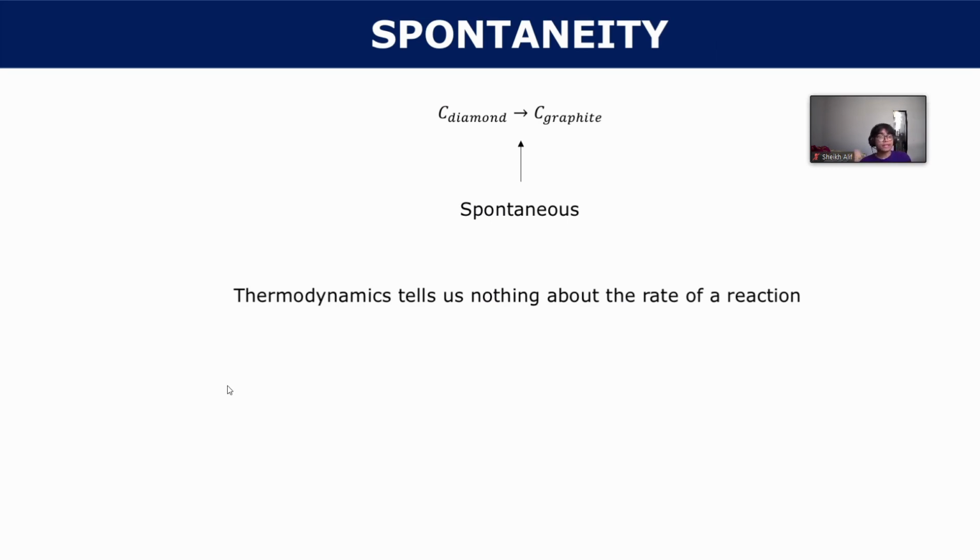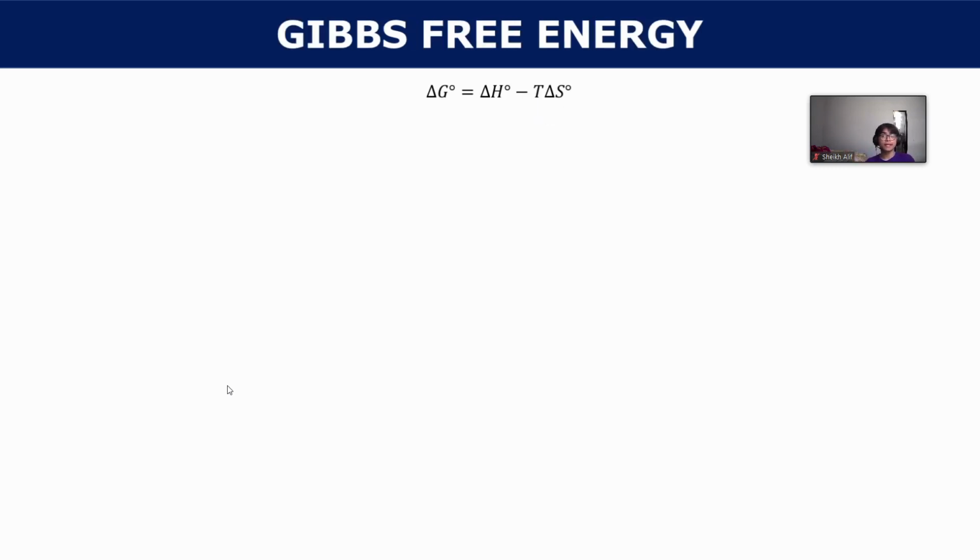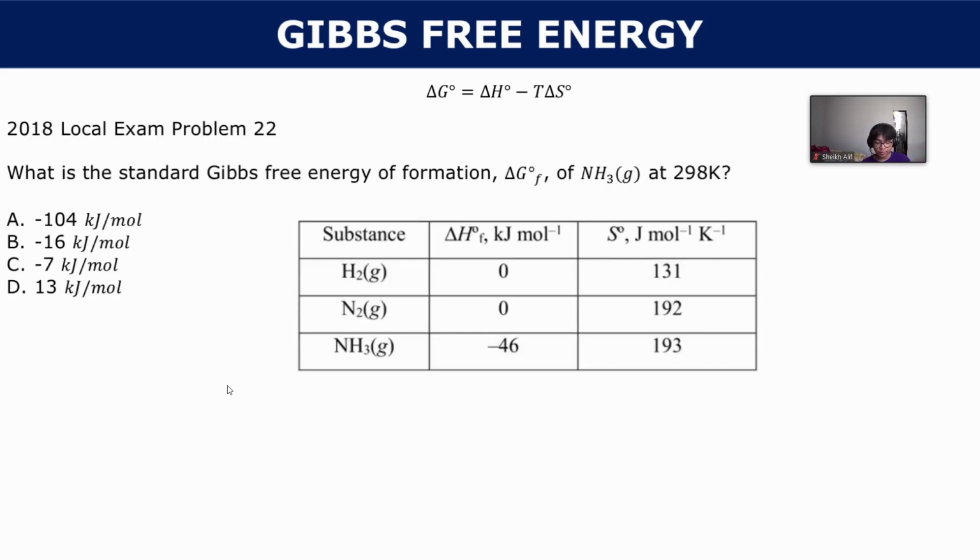Okay, now that we have an idea of what spontaneity is, I want to talk about Gibbs free energy. Gibbs free energy is defined by this equation, where the change in Gibbs free energy is equal to the change in enthalpy minus the temperature times the change in entropy. To practice using this equation, I have a little practice problem. What is the standard Gibbs free energy of formation of NH3 at 298 Kelvin?